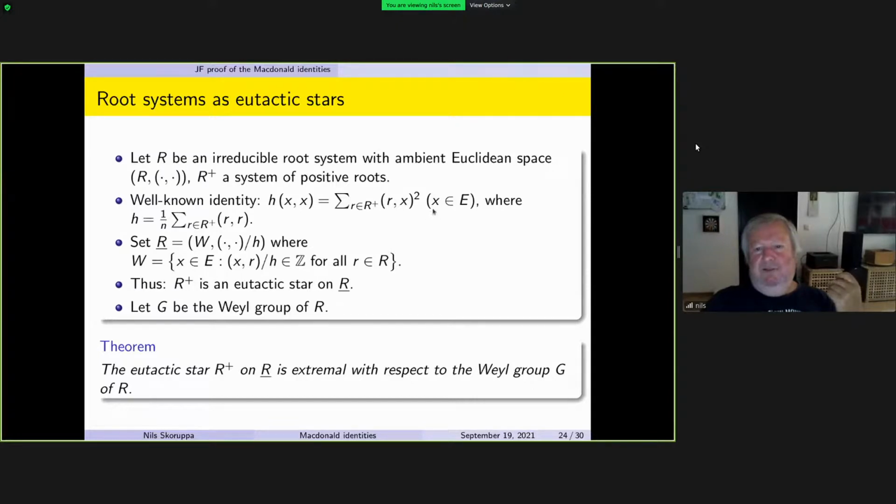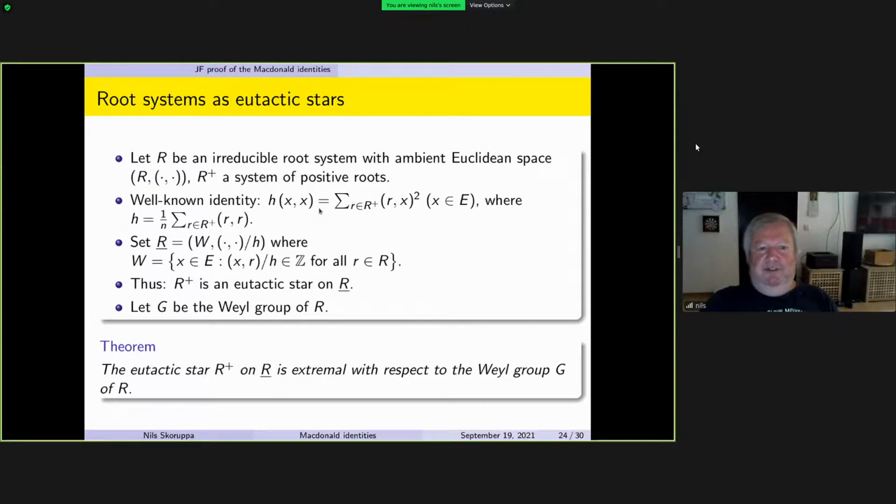That is an identity which is true for all elements in the ambient Euclidean space that you have here. And here some number h comes in. Sometimes it's the so-called Coxeter number of the root system, but not in general, if it's not a pure root system. So it's just this number that I put here. It's the Coxeter number if all roots have the same length, otherwise not. And so we have this identity.